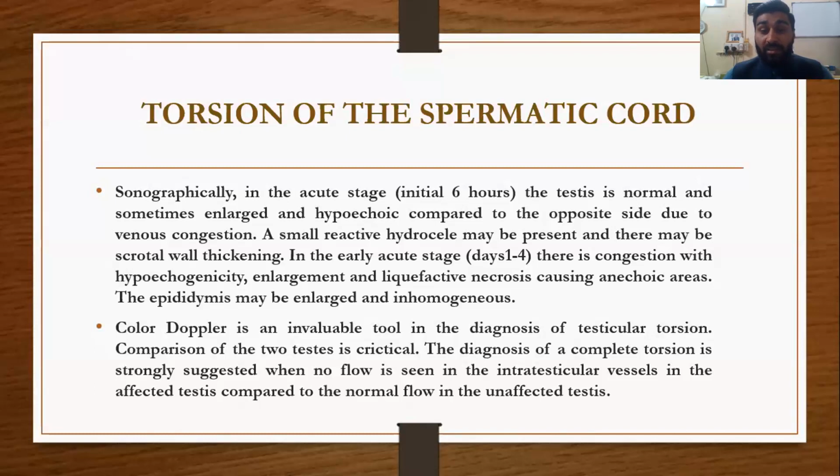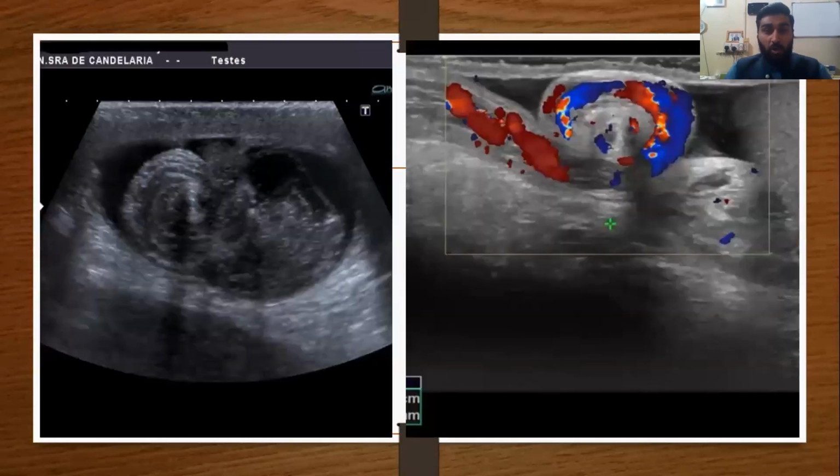Color Doppler is an invaluable tool in the diagnosis of testicular torsion. Comparison of the two testes is critical. The diagnosis of complete torsion is strongly suggested when no flow is seen in the intratesticular vessels in the affected testis compared to the normal flow in the unaffected testis. On grayscale image, we can see a spermatic cord torsion, just like a cord around the neck, on the top Doppler, with a small reactive hydrocele and thickening of the scrotal wall.